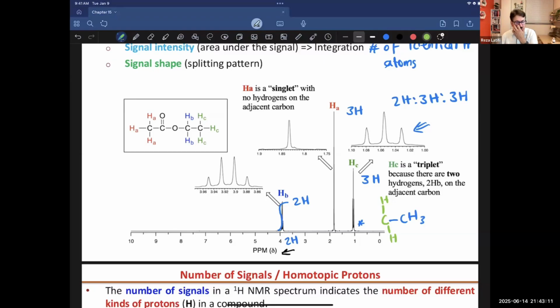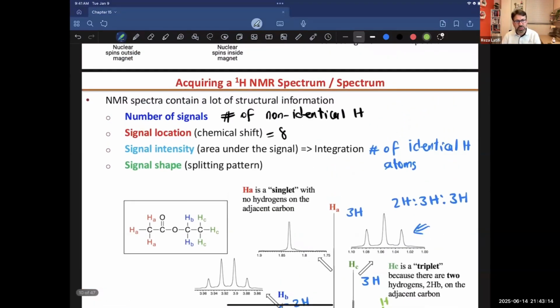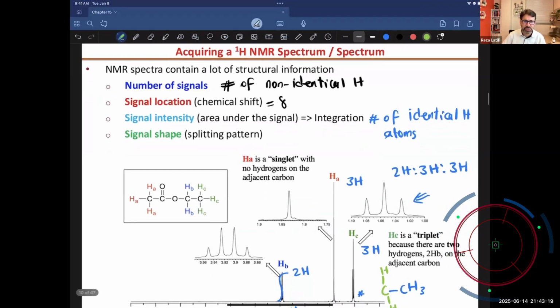Okay, so now let's go after these 4 items: number of signals, location, intensity or integration, and the shape of the signal. The first one is going to be the number of signals.